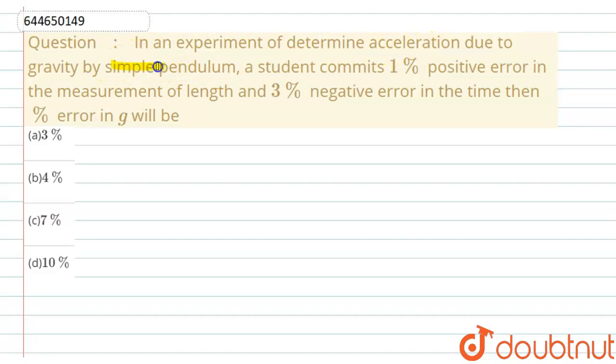Hello dear students, here the question is: in an experiment of determination of acceleration due to gravity by a simple pendulum, a student commits 1% positive error in the measurement of length and 3% negative error in time, then percentage error in the gravity will be.